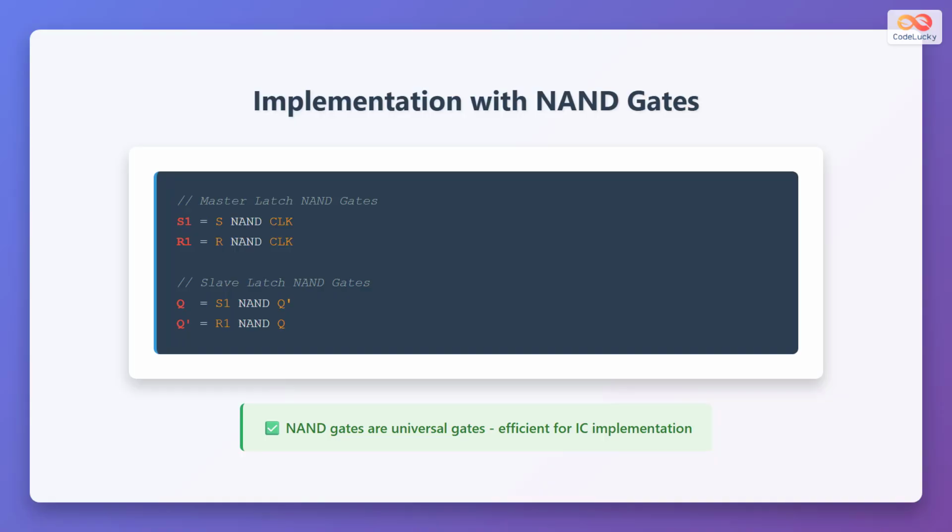Edge-triggered SR flip-flops can be efficiently implemented using NAND gates. The master latch consists of two NAND gates where S1 equals S NAND CLK, and R1 equals R NAND CLK. Similarly, the slave latch consists of two NAND gates where Q equals S1 NAND Q', and Q' equals R1 NAND Q. The use of NAND gates is advantageous because they are universal gates, making them efficient for integrated circuit implementation.